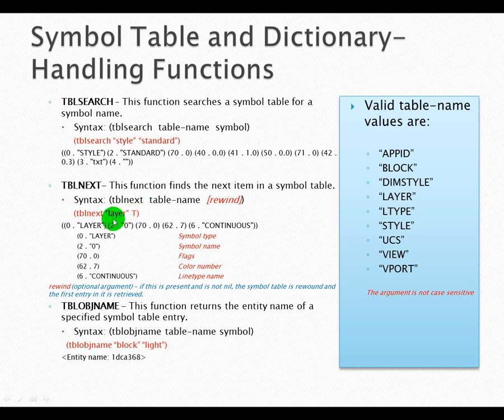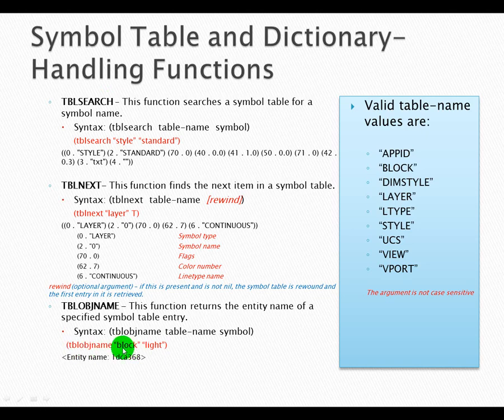The next function is TBLNEXT. This function finds the next item in a symbol table. The syntax is TBLNEXT and the table name, and there is an optional argument called rewind. If this is present and is not nil, the symbol table is rewound and the first entry in it is retrieved. So in our example here, we specify the rewind argument as true.